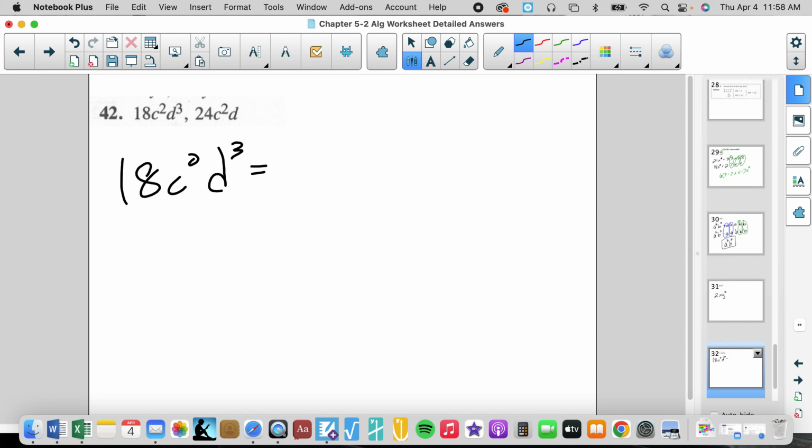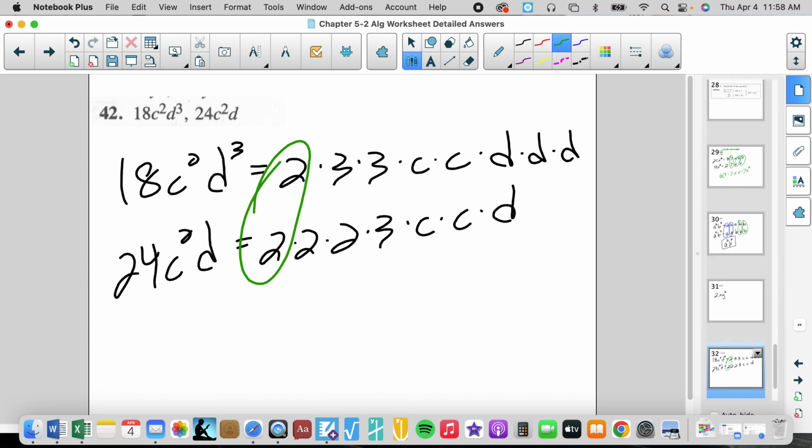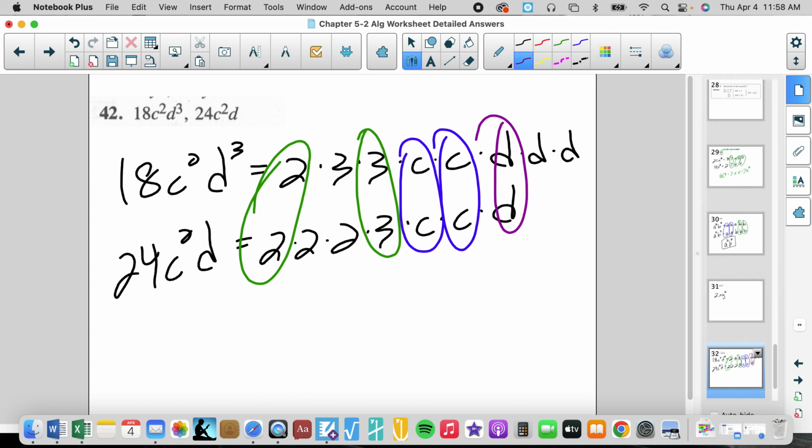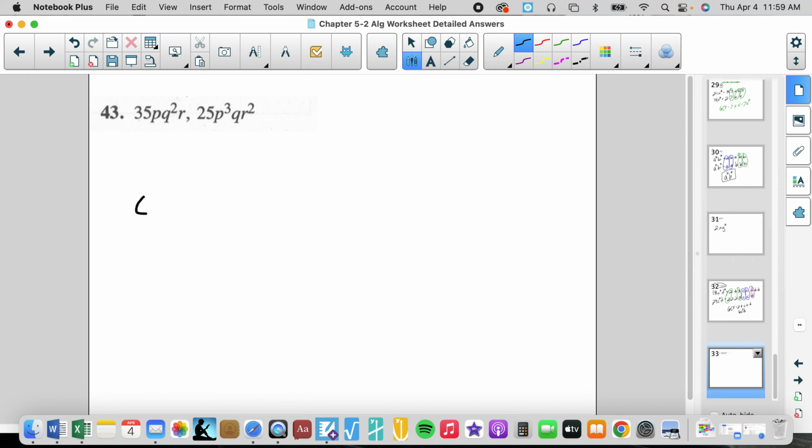18c squared d to the third. Now you can break it up. 2 times 3 times 3, prime factorization of 18. C times c, d times d times d. But as I said, you shouldn't be doing this in high school. You should be able to see what common factors are. Greatest common factors. So if we look at the coefficients, 2 and 3, if we look at the variables, c and c, and then we look at the other variable. So my GCF is going to be 2 times 3 times c times c times d, 6c squared d.